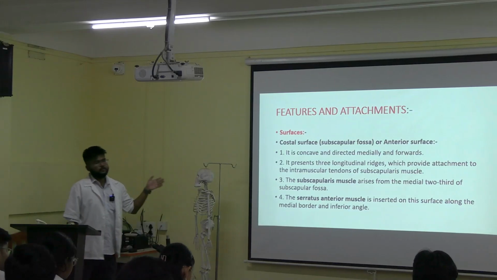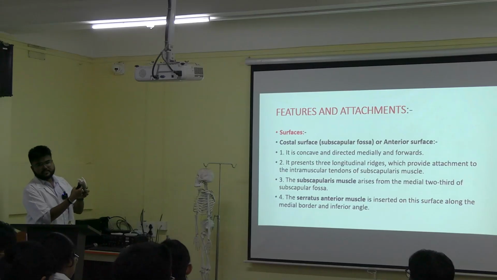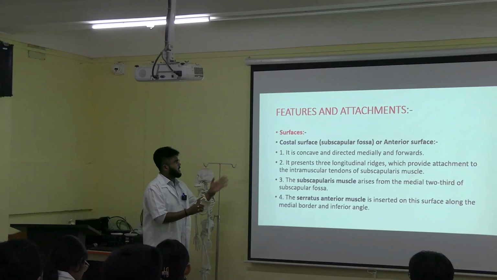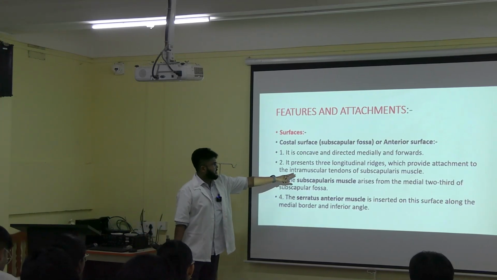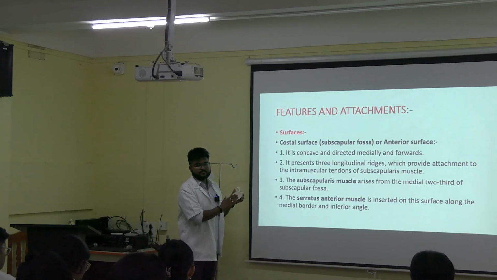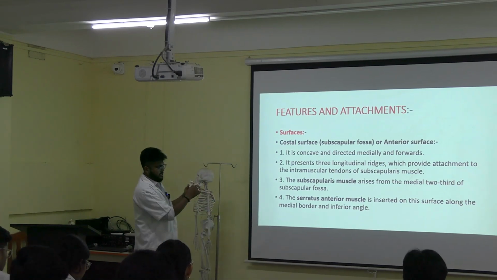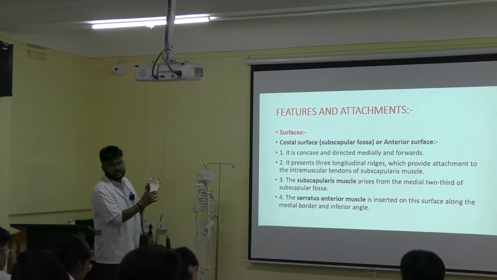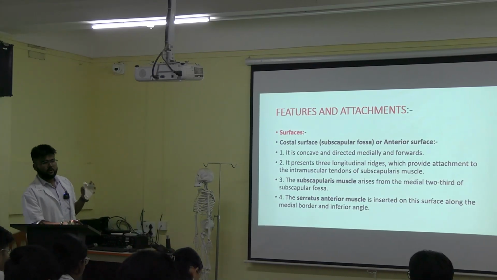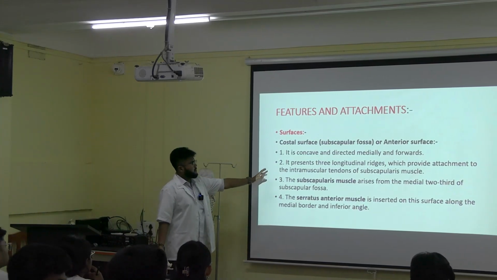Next is your features along with the muscle attachment. Suppose first the surfaces. The costal surface, you all know, is called the subscapular fossa or anterior surface. Here the subscapularis muscle is attached. Also here the serratus anterior muscle is attached. There are 2 muscle attachments in the anterior or ventral or costal surface. Just write simply this point. No need to remember these things.